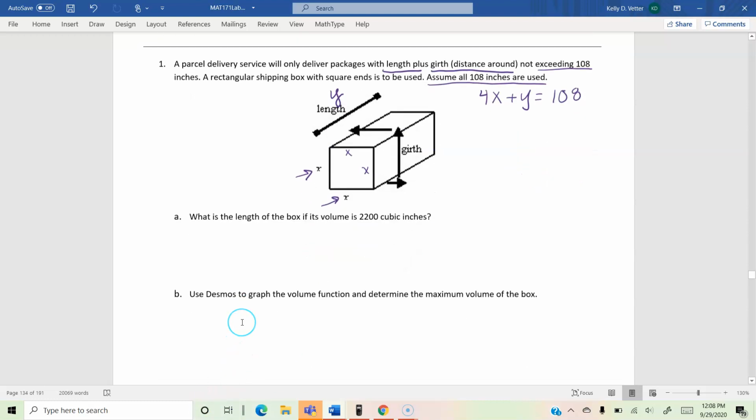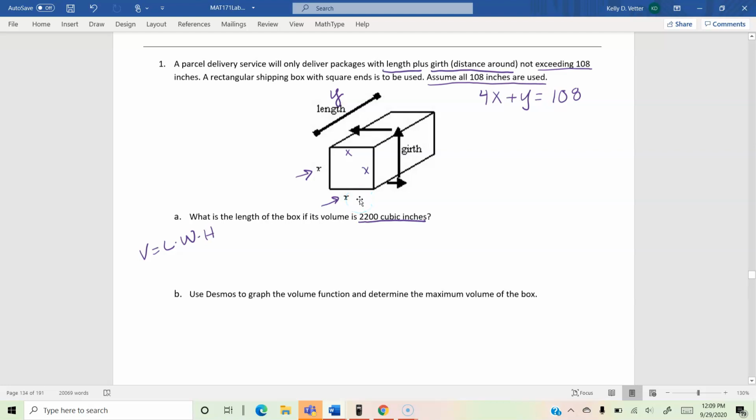So part A, it says what is the length of the box if its volume is 2,200 cubic inches. So they're giving us a specific volume. And they're saying, hey, if we need this volume, and you obviously have to work with this 108 inches, what length can we use? So let's remember how volume works. Volume is always length times width times height when you have a rectangular prism like what we're dealing with here.